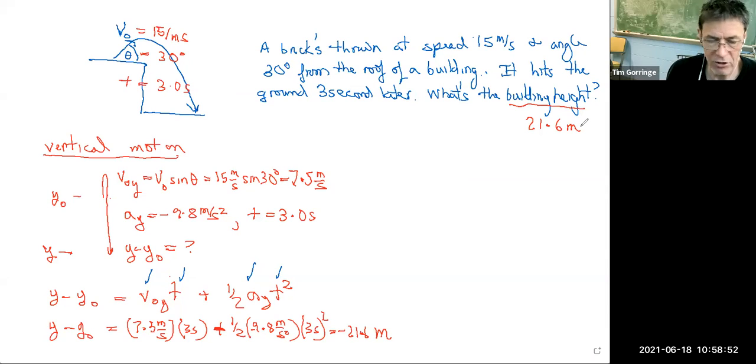And we just use those equations to solve this problem, having first understood that it's the vertical motion that's important in this case, not the horizontal motion. The vertical motion is determining the time. The horizontal motion doesn't determine the time.